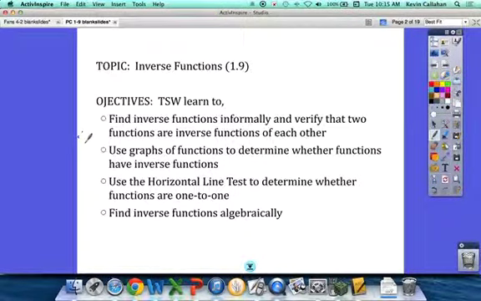So this is the last lesson of the chapter, right? We'll have a quiz. Next class will come. We'll go over the homework. We'll go over the quiz, and have a study guide to get ready for the test.